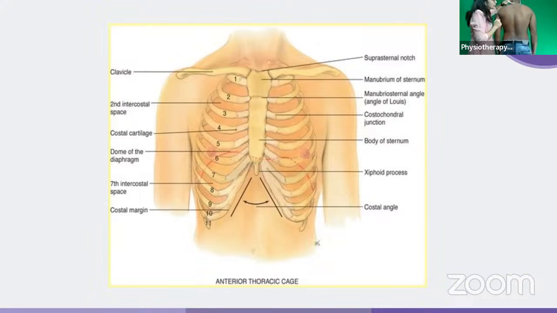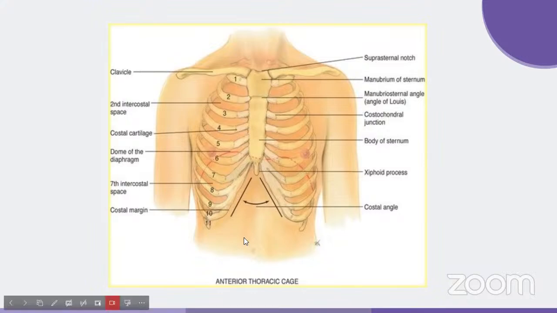Okay. After C7, sorry to interrupt. Can you please unshare the screen, ma'am, because the case is not being shown properly.